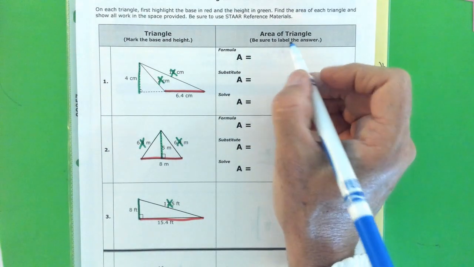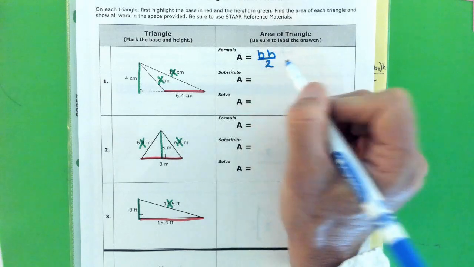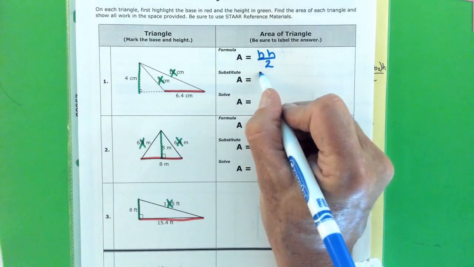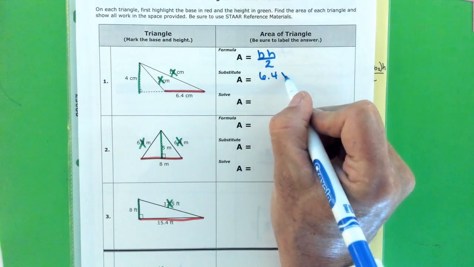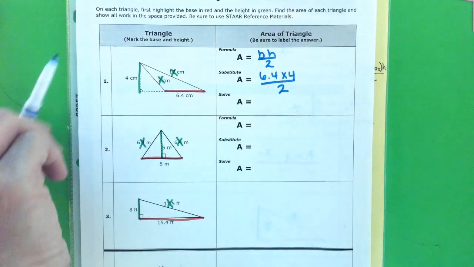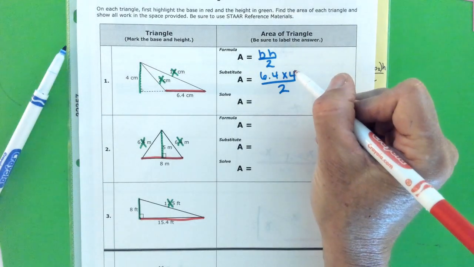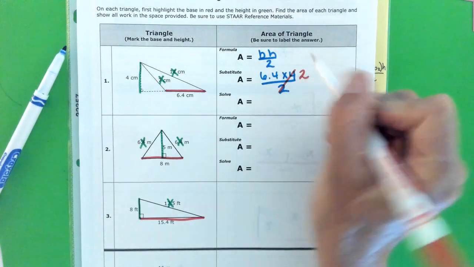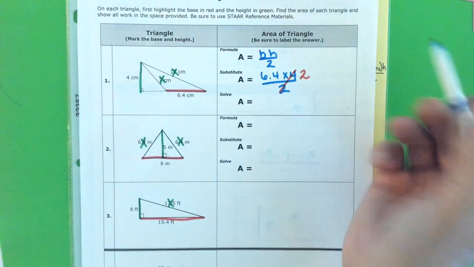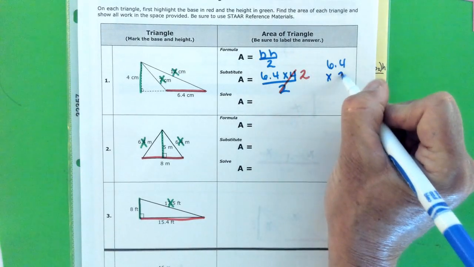All right, the formula is base times height divided by 2. Triangle. So that would be 6.4 times 4 divided by 2. Now I'm going to use a shortcut here. Anytime I can, I'll use it. I'll take my 4 divided by 2 is 2. Then I simply just do 6.4 times that 2, and I'll be done.